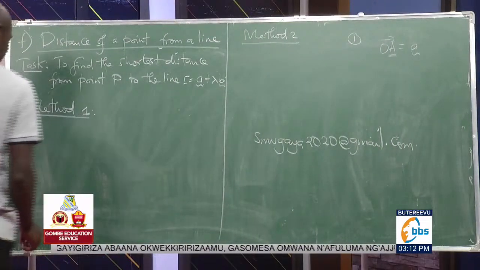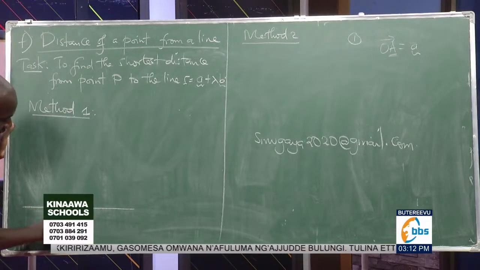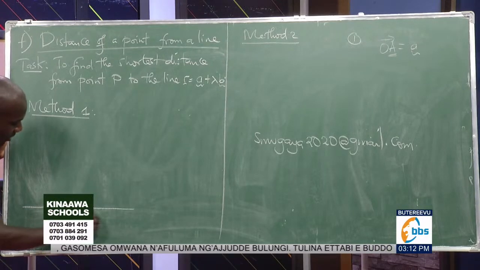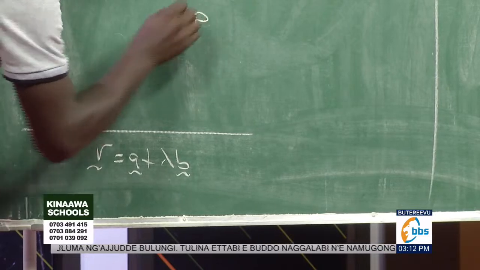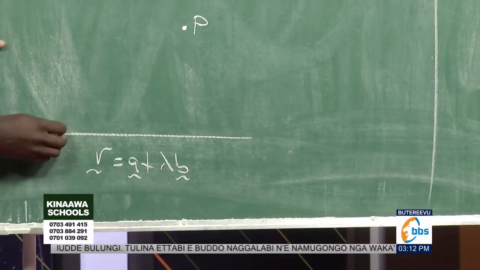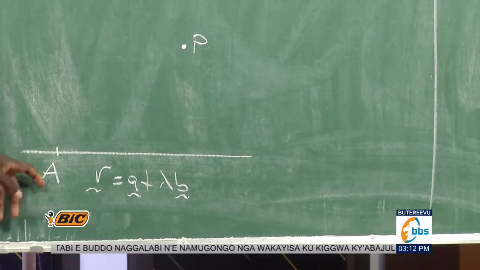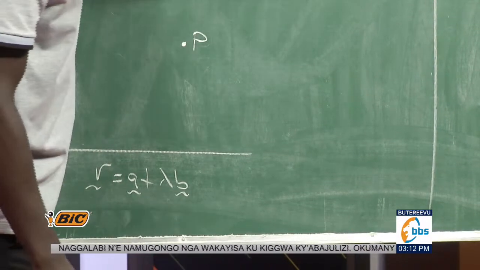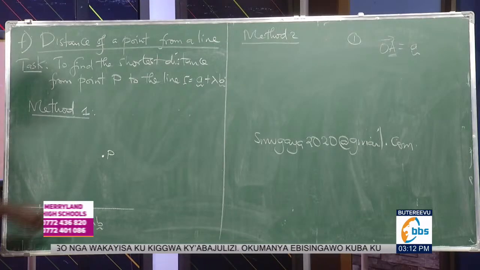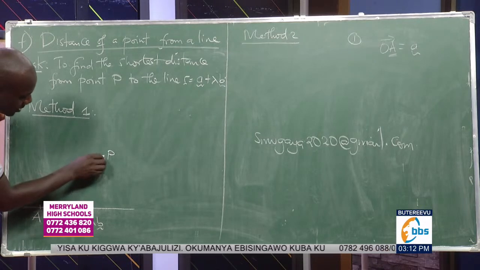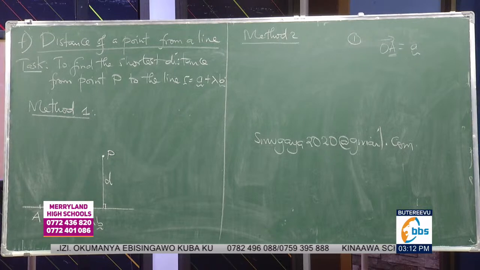So the first method, if we have this as our line, r equals a plus lambda b, and then we have the point P here. Then on this line, we know a point A, whose position vector is that one there. And so if I want to get this distance, the shortest distance is that perpendicular distance there. We could denote it as d.